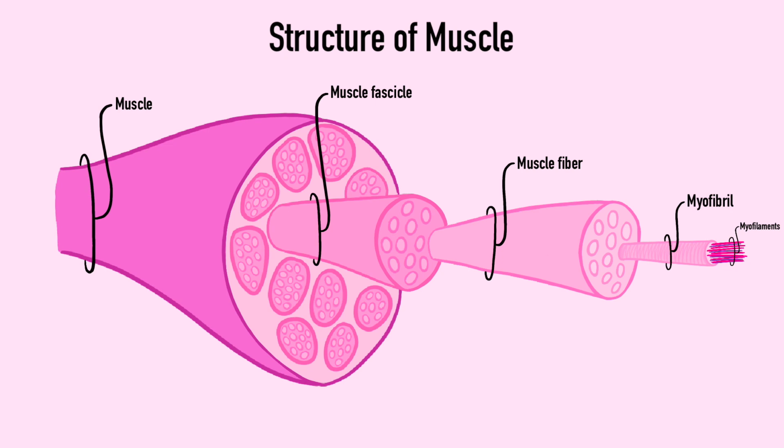First, muscle itself is surrounded by a layer of dense connective tissue called epimysium. Next, muscle fascicles are surrounded by a layer of connective tissue called perimysium. Muscle fibers, also known as muscle cells, are individually surrounded by a layer of loose connective tissue called endomysium. Finally, there is the cell membrane of the muscle fiber that lies adjacent or under the endomysium and is called sarcolemma.